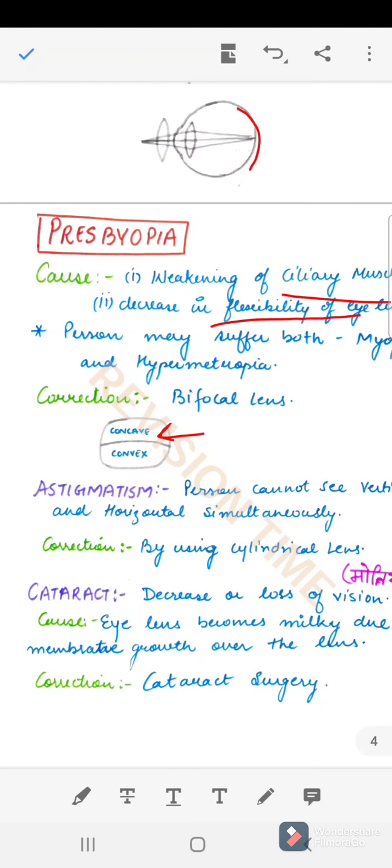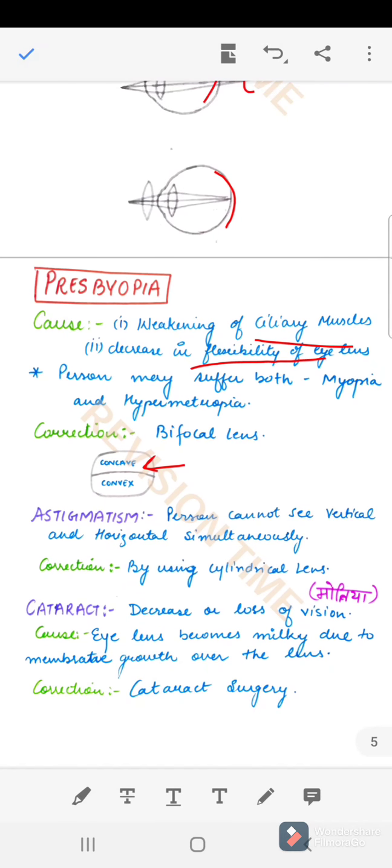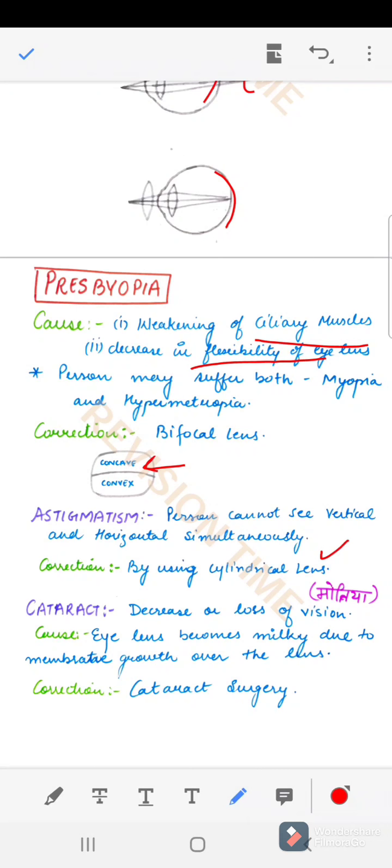So the next condition we have is astigmatism. What is this? This is the condition when the person is able to see either vertical or horizontal lines. He cannot see both simultaneously. So how can we correct it? By using cylindrical lenses.